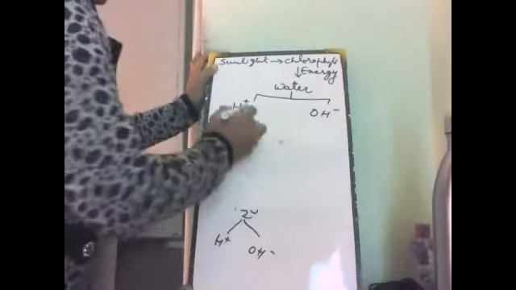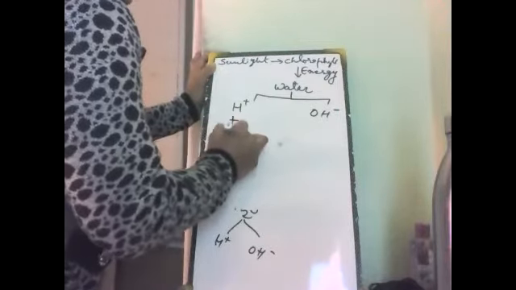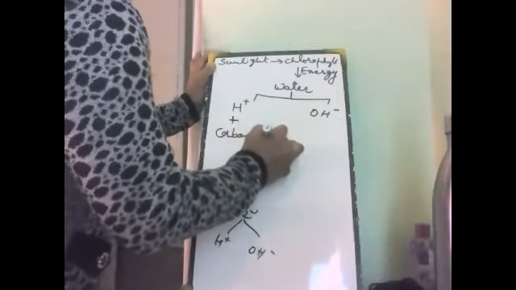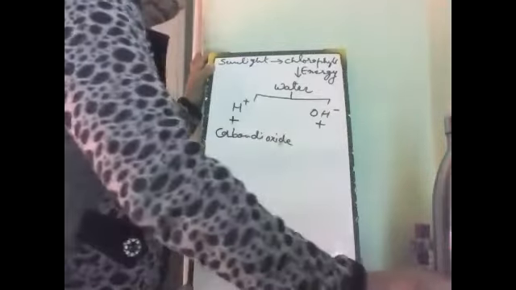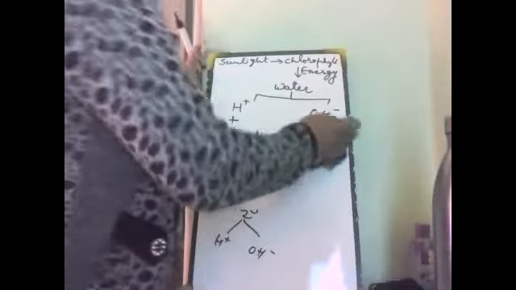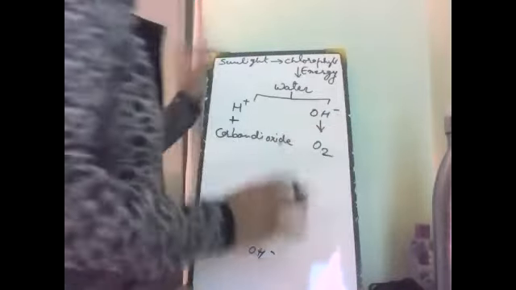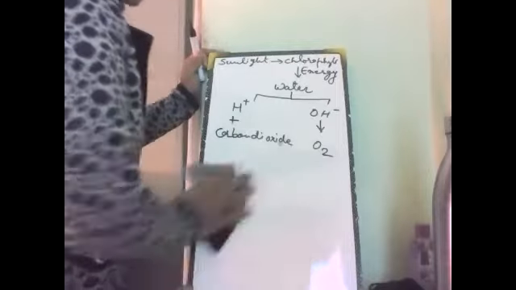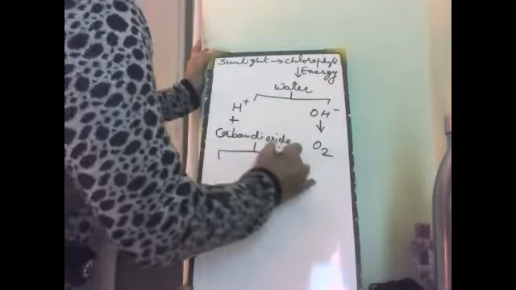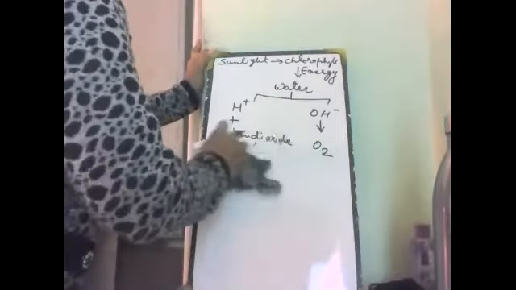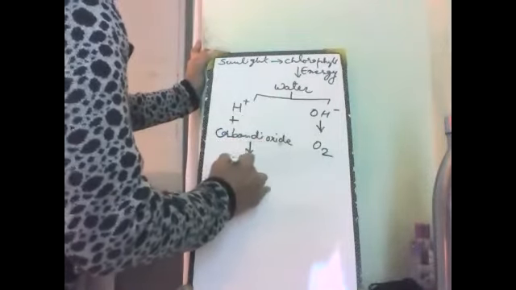This H plus ion reacts with carbon dioxide, and oxygen is removed out from the stomata of the leaf. Carbon dioxide now converts into glucose. Carbon dioxide and hydrogen ion change into glucose.